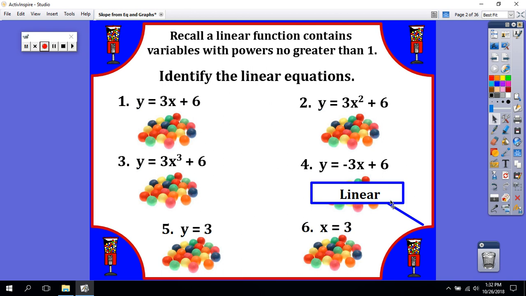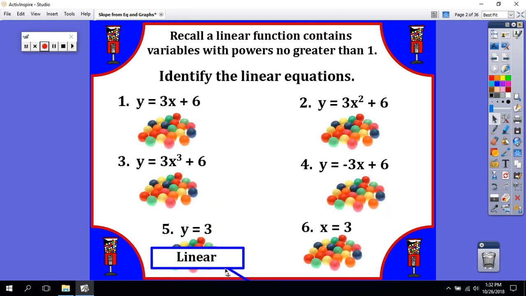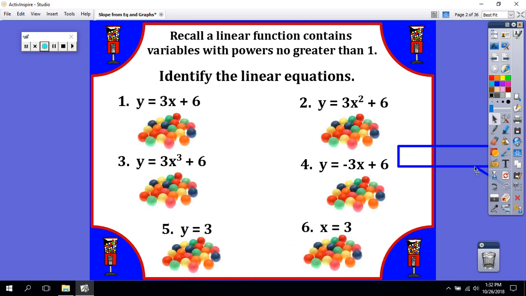What about number 5? It is also linear. Y is not being squared or cubed or any other power. It's just y to the first. And what about x? It's also linear. Now there is something a little different about these last two equations. Number 5 only has a y. It doesn't have the variable x. Number 6 has the variable x and it doesn't have a y. So in these two examples, you're missing one of the letters. These are called special cases, and their graphs look a little different. We're going to talk about them in a little while in our lesson.